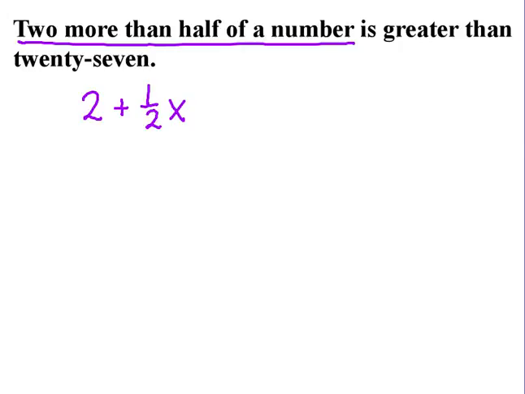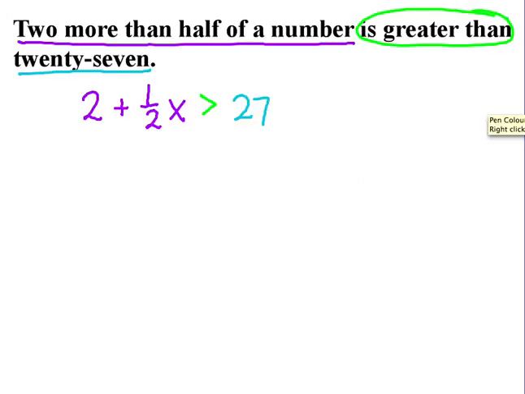My next statement I'm going to look at is what? 27. So I'm just going to put the number 27 here. Now I need to figure out the inequality. Greater than sign, so it's going to point to the right. What do you do now?